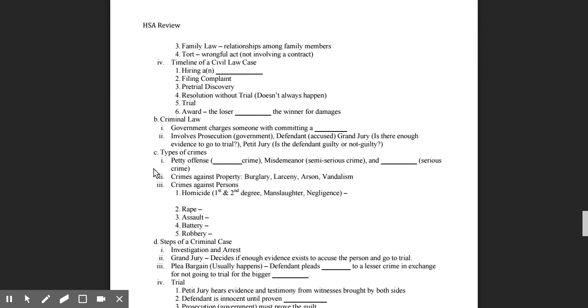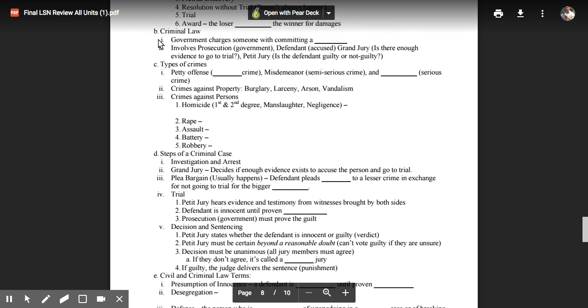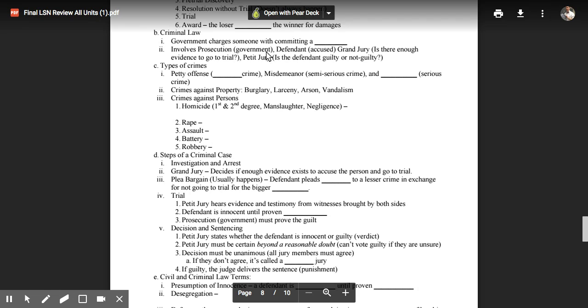In criminal law, the government charges someone with committing a crime. They involve the prosecution, which is the part of the government, the defendant, who is being accused, the grand jury, who decides if there is enough evidence to go to trial, and the petty jury, which decides if the defendant is guilty or not guilty. It also involves a judge who decides how long the sentence will be or what the punishment will be if that person is guilty.